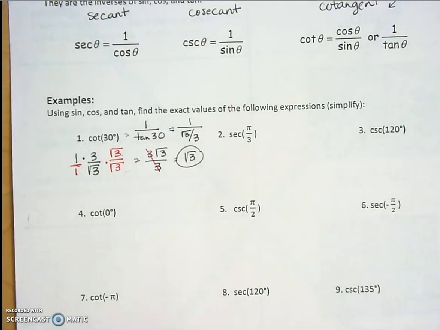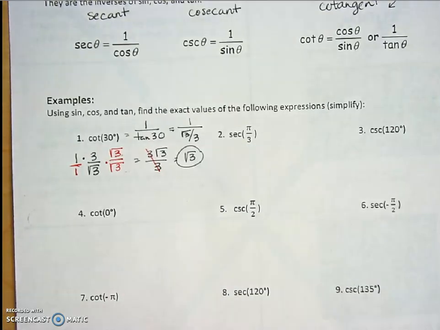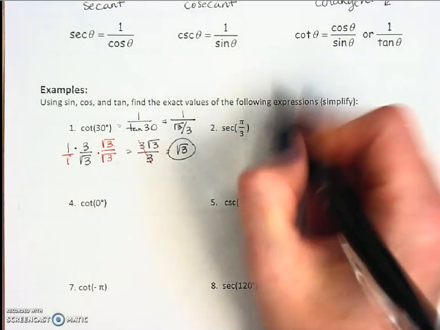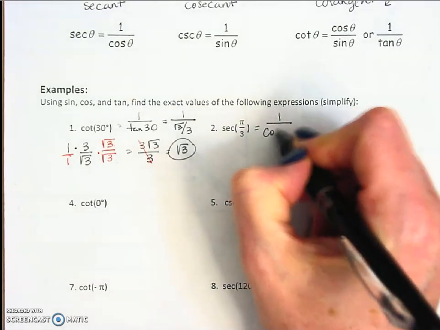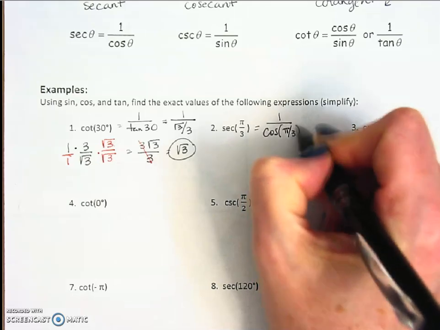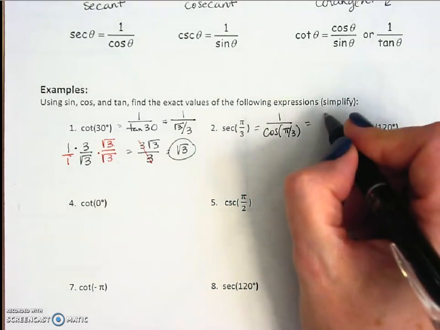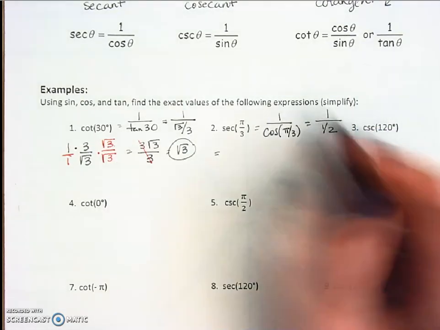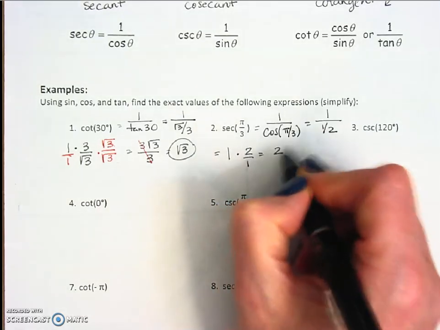So now I want you to pause your video and try number 2, secant of pi over 3, by yourself. Okay, so secant of pi over 3 is 1 over cosine of pi over 3. And cosine at pi over 3 is the x coordinate there, and it's 1/2, so 1 over 1/2. So multiplying by the reciprocal, 1 times 2 over 1, and that is just 2.